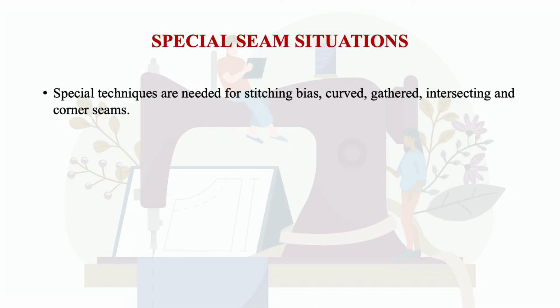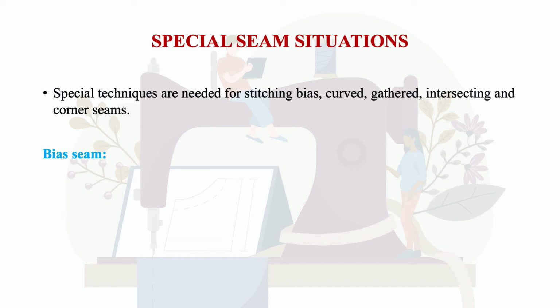There are special seam situations which we have in garment construction, and they should be followed very wisely. We should know how to analyze them and how to use them in garment construction. Some special seam situations we face are stitching bias, curved seams, gathers, and intersecting or corner seams.